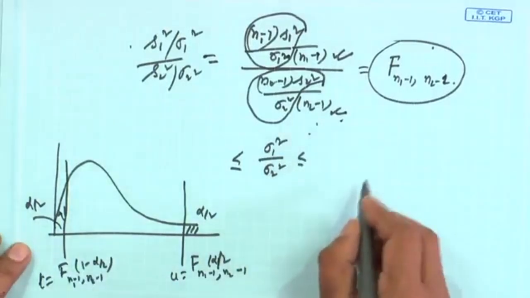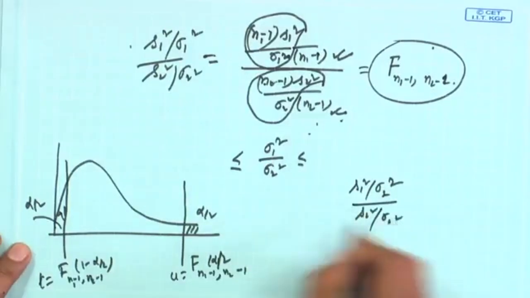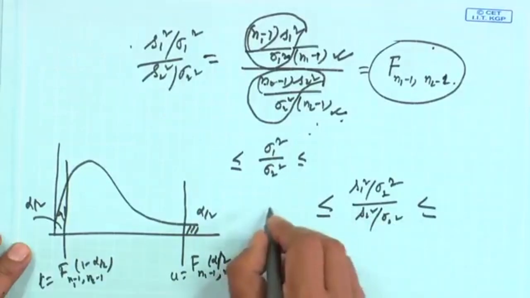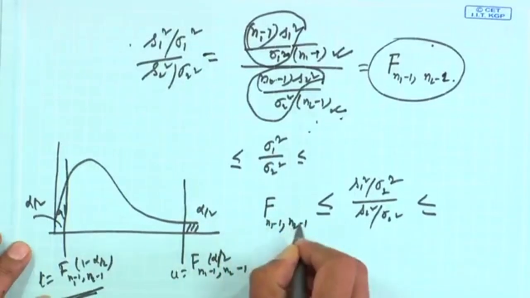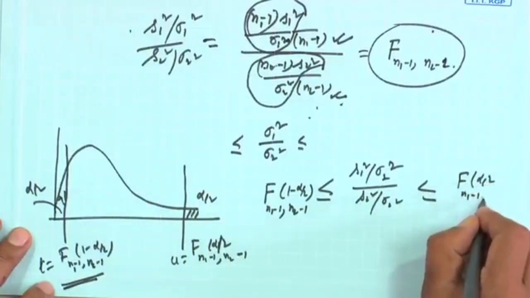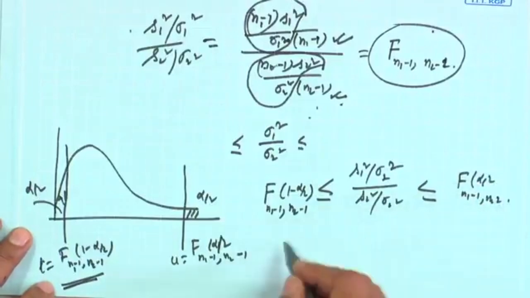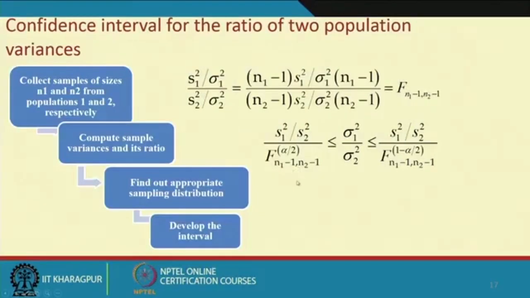So, then S1 square by sigma 1 square over S2 square by sigma 2 square will lie in between the lower value F(n1 minus 1, n2 minus 1, 1 minus alpha by 2) and F(alpha by 2, n1 minus 1, n2 minus 1). Now you manipulate this and you will be getting this slide: S1 square by S2 square divided by F(n1 minus 1, n2 minus 1, alpha by 2) less than sigma 1 square by sigma 2 square, and so on. So, this is the formula.